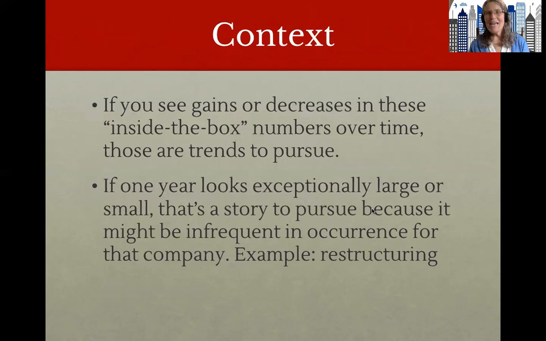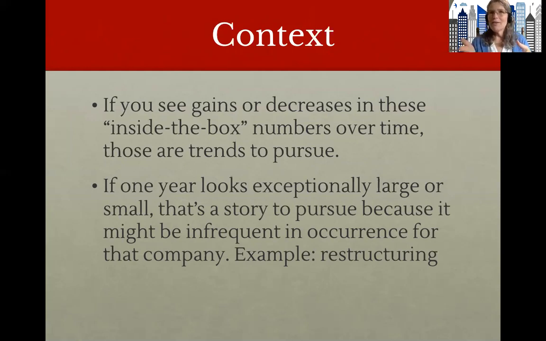So when we see that number, again, we've got to provide context. That's what we do as journalists. So if you notice that in the latest reporting year, say of 2019, a public company had a great gain in those inside-the-box numbers as well as its net income, and then maybe the previous year, because an annual report is also going to show the past 2 years in addition to the current year, then you want to look at that over time.